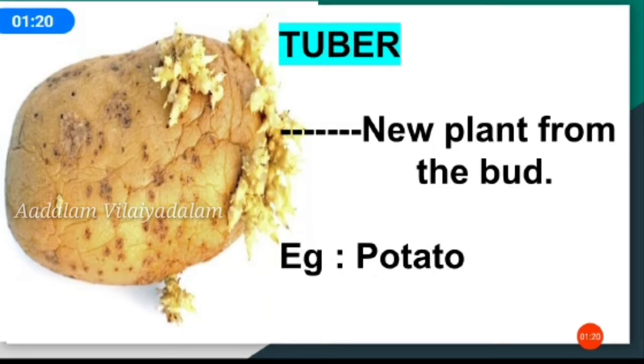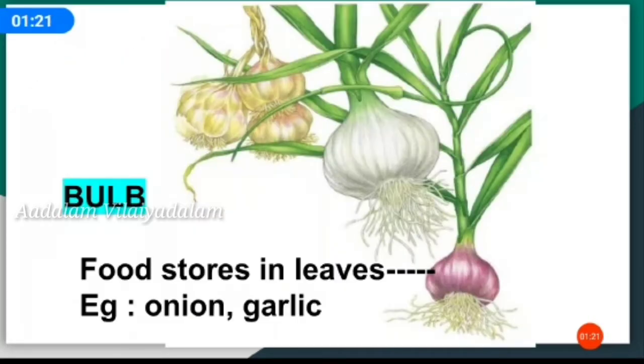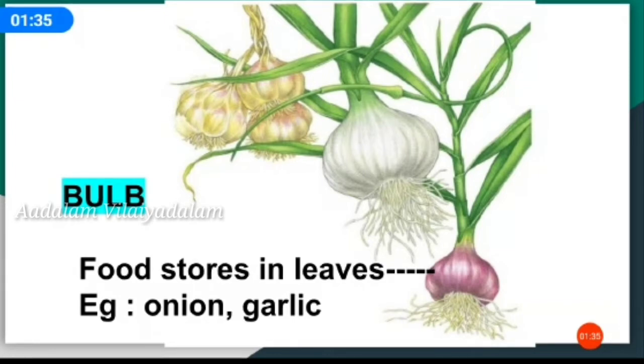Next, bulb. Bulb is disc-like fleshy scale leaves in which plants store food. The examples are onion and garlic. There are two types of leaves in the bulb. They are fleshy leaves and scaly leaves. In garlic and onion, we can see outer scaly leaves and inner fleshy leaves. So in bulb, food is stored in the leaves.